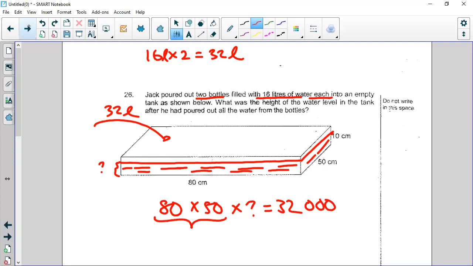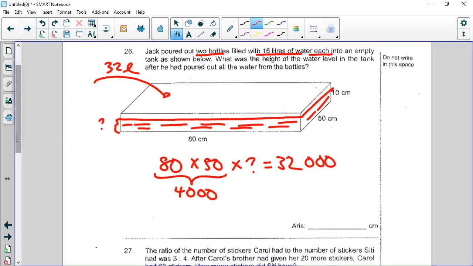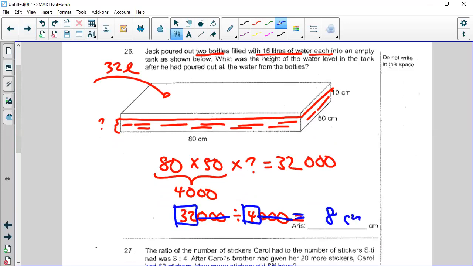Okay, so what do we do? 80 times 50, 4,000, right? And how to get the question mark? You take 32,000 divide by 4,000. So 32,000 divide by 4,000, and you must know how to cancel the zeros. Take out 3 zeros, take out 3 zeros also. You will have 32 divided by 4, which is equal to 8 centimeter. So the height of the water level is 8 centimeter.